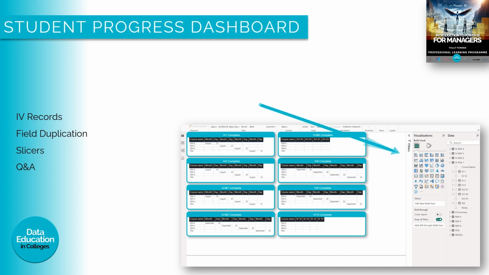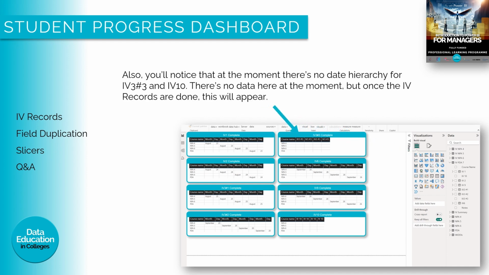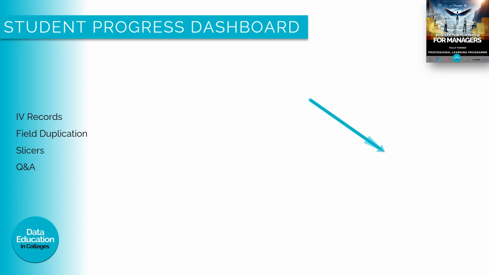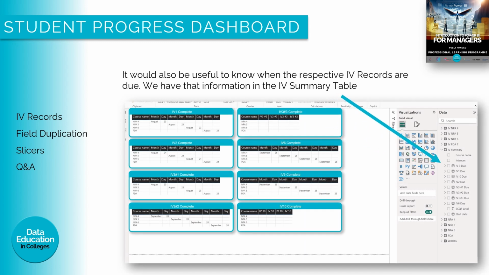There we go. As I say, once you've actually added those dates in, once you've completed those IV records, the dates will appear in there and you'll have access to the hierarchy. Also useful to know when the respective records are due. And we've got all that in the IV summary. So that's why we've left a wee space at the bottom there.